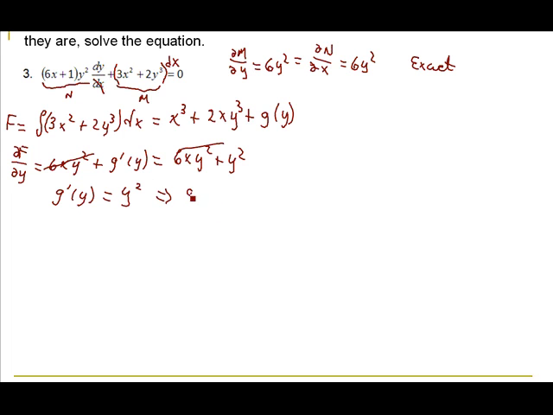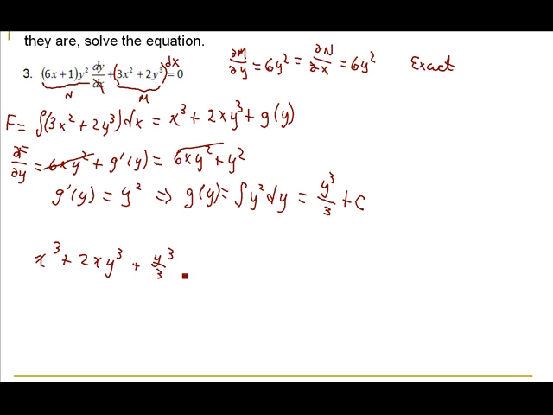To undo the derivative, we want to integrate. That'll give us g of y equals the integral of y² with respect to y. And here when you integrate, you want to increase the exponent by 1, divide by the new exponent, and then plus c. So our solution is f: we get x³ + 2xy³ + g, where g is y³ over 3, plus c is equal to 0.